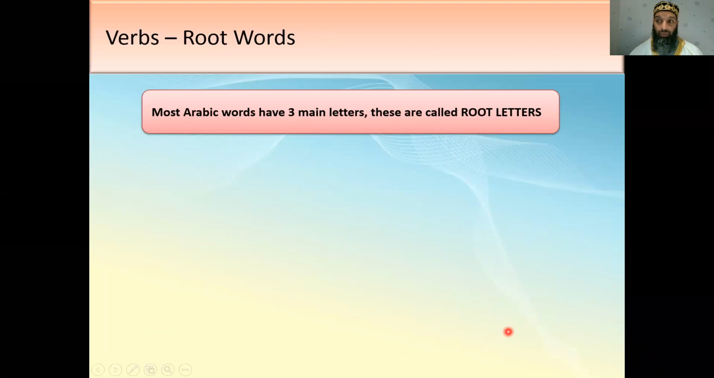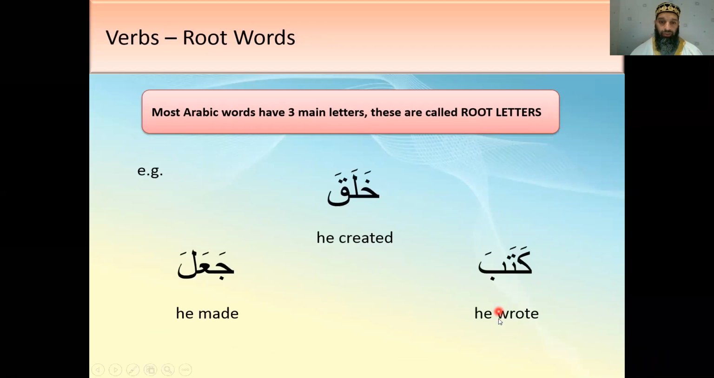Right, so this was quite an important lesson, this one. So in Arabic we have root words. Root words is like the basic form of a word. And the root word is in fact a verb. A verb is, you know, a doing thing. So, ja'ala, he made. That's a root word. Khalaqa, he created. It's a root word. Kataba, he wrote. That's a root word.